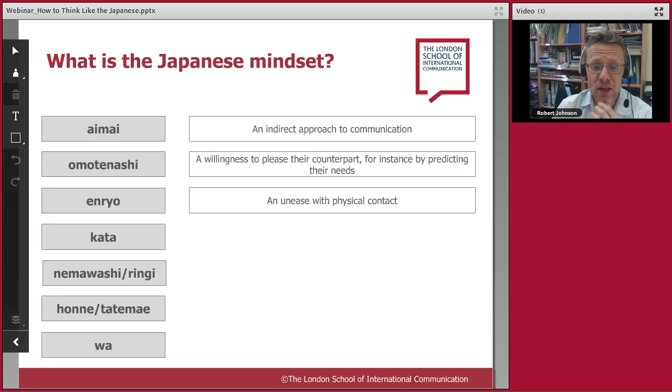Enryo is, I'm putting here, an unease with physical contact. This is not the direct translation. It's reserve. It's sort of just keeping your distance, giving people space.